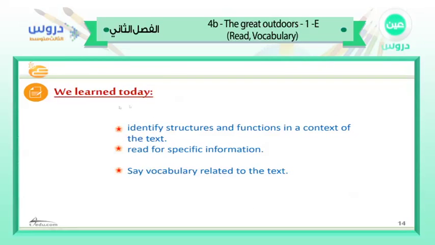Okay. In this lesson, to sum up today's lesson, we identified structures and functions of a context in a text. Then we read for specific information, we answered the questions, and we said some vocabulary or words related to the text that were used in the text. Actually, it was phrases about the word time, okay?